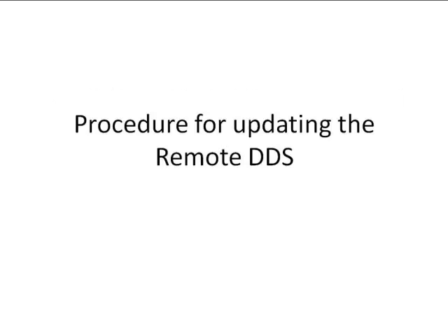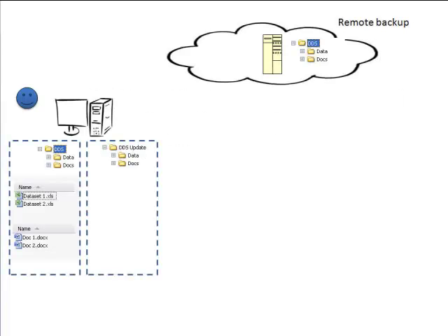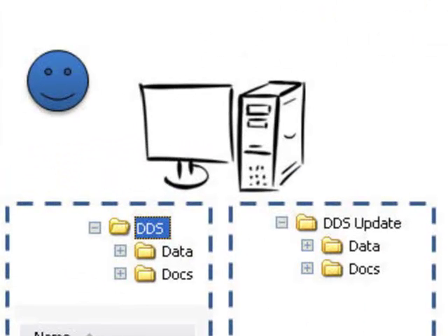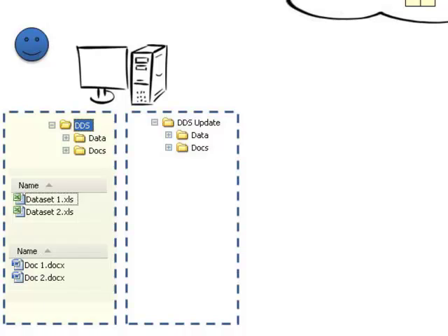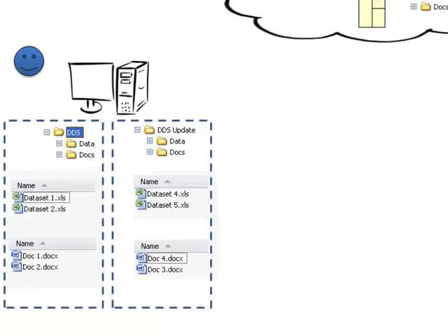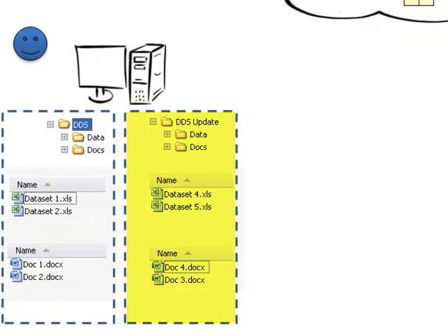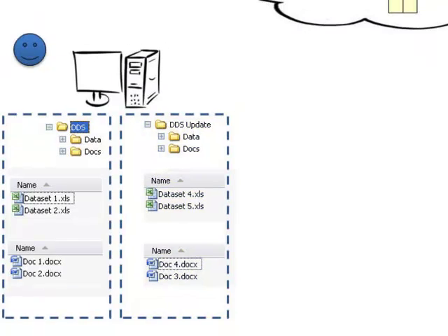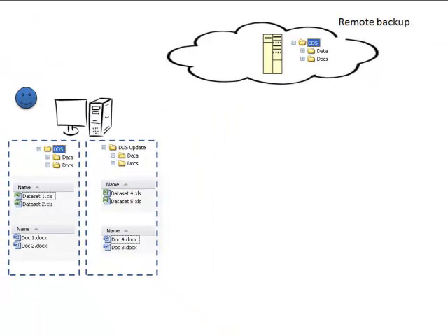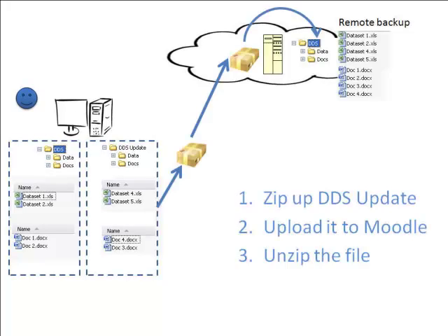The procedure that we suggest for updating the remote DDS consists of keeping two copies of the folder structure of the local DDS in the local computer. The first one contains the local DDS. The second should be called DDS update and in general should be kept empty. When new files arrive, you put those files into DDS update, so that they are there waiting for the update to be done. It must be stressed that the two folder structures, the local DDS and the DDS update, must be exactly the same.